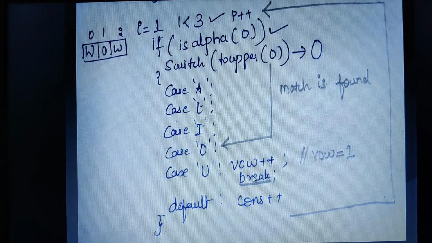What is the purpose of the break statement? In order to terminate the current loop. That means in order to terminate the switch case. So once it encounters break, that is the reason why we are not going to the default statement. So the control comes out of this particular switch statement.